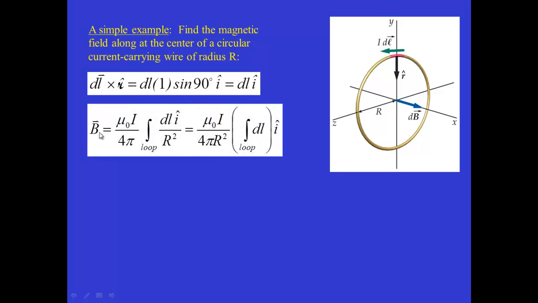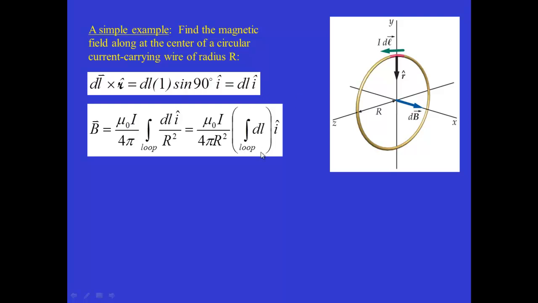So now we go back to the Biot-Savart law. Mu naught I over 4 pi times the integral. It was dl cross r hat; it becomes dl i hat. And the denominator, remember, was script r squared. Well, the script r vector always points from the wire toward the center, because that's where we're trying to find the field. And that distance will always be the radius of the ring. So that becomes r squared, and then everything can come outside the integral except for the dl.